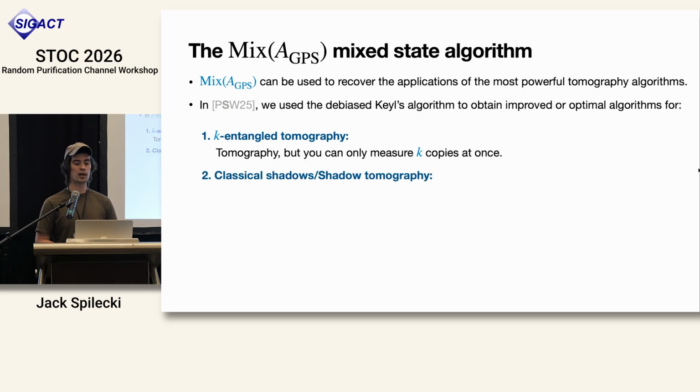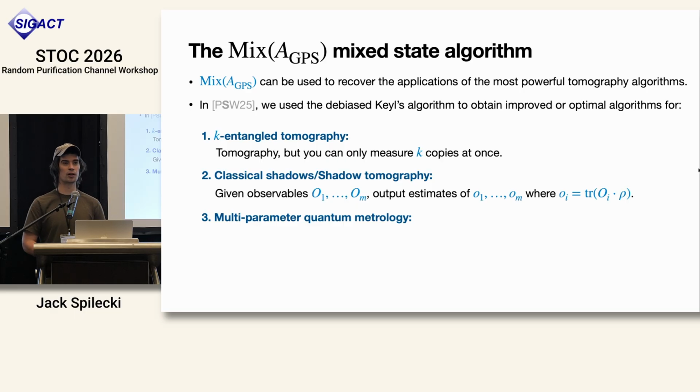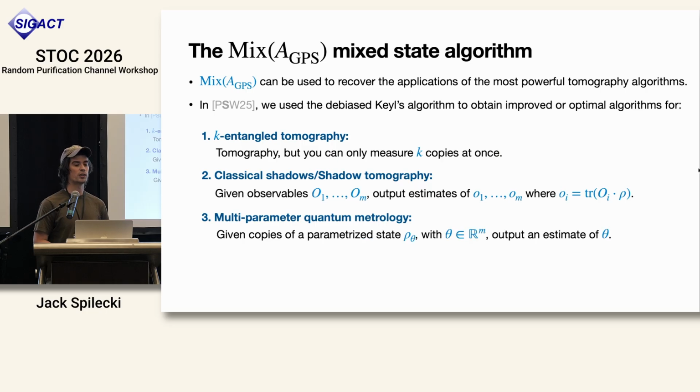The second problem was classical shadows, which is a variant of shadow tomography. In this problem, you're given observables, and what you're tasked to do is produce estimates for the expectation values of the observables in the unknown state that you're given. So you don't have to learn the full state, you just have to learn these expectation values. And the final problem is in this field of quantum metrology, and I won't say too much about this problem in particular, but the flavor is that you're given copies of a parametrized mixed state rho theta, and you don't have to learn the state, but you do have to learn the parameters associated to your input state.